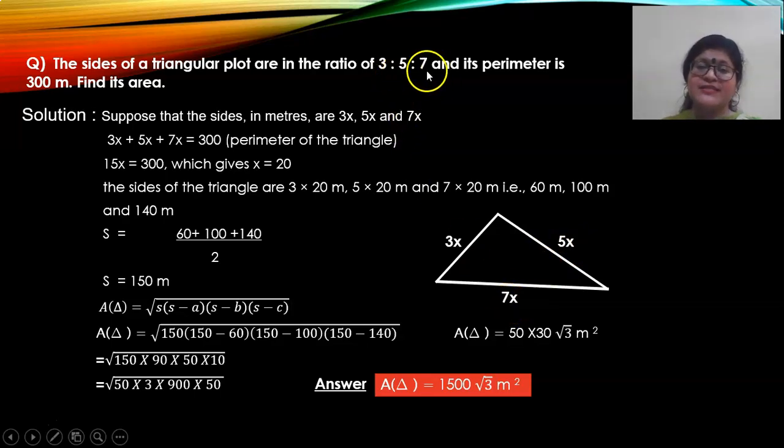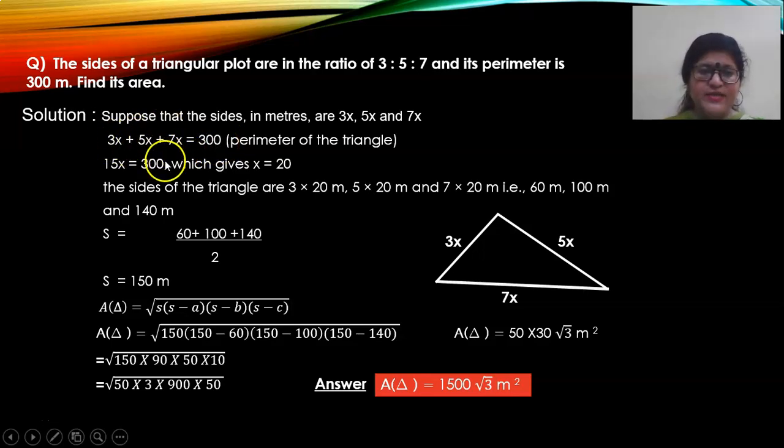One of the sides is 3x, the other side is 5x, and the third side is 7x. When a ratio like this is given, you could start off by writing, let the common multiple be x. Therefore, the three sides are 3x, 5x, and 7x. Or you could also put it like this: suppose that the sides in meters are 3x, 5x, and 7x. Now the perimeter is mentioned as 300 meters. So add the three sides and total it to 300 because it is the perimeter of the triangle. Perimeter is the sum of all three sides.